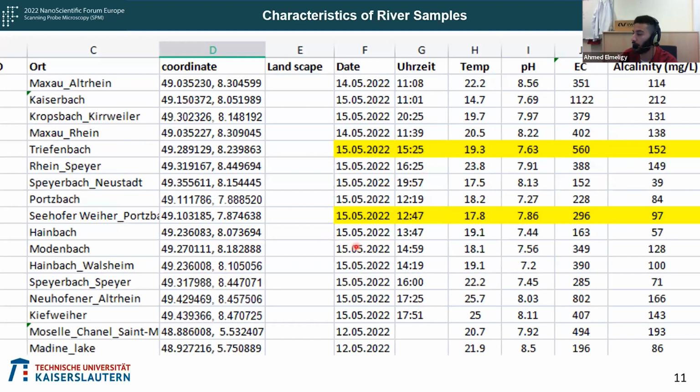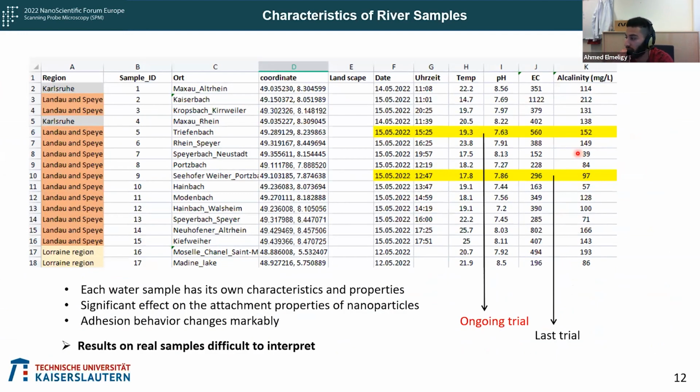To zoom out on these results, this table has been produced by our partner at Landau University, investigating several spots in Germany. As you can see, this was the first experiment that has been done, and in the next, ongoing experiment, we are still investigating the effect of higher alkalinity and higher electronegativity on the adhesion behavior of these particles. This is very important because it affects the characteristics of the adhesion behavior, and therefore is going to change the force curves and the results for the attached nanoparticles.